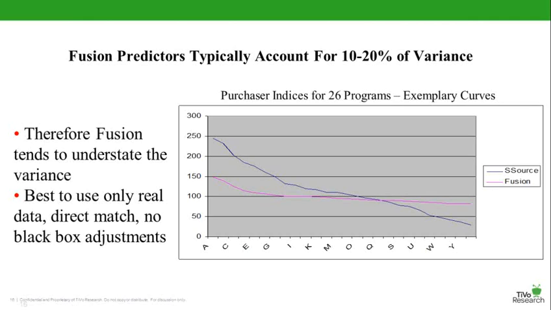But the fusion data flattens that out, because in fusion you're usually using demographic, geographic, and other predictors who on an R-squared basis account for only 10 to 20% of the variance in the behavior you're trying to predict, purchase in this case, or the overlap between purchase and TV viewing of a specific program. So it's best to avoid fusion. Just use hard data, direct match.